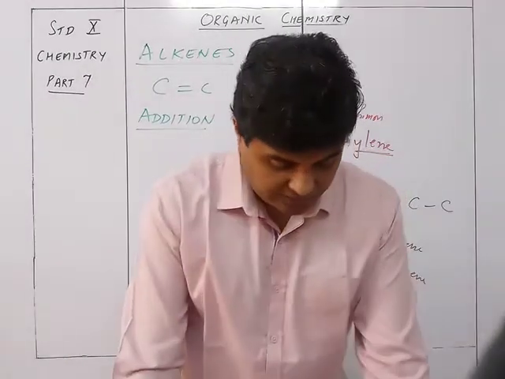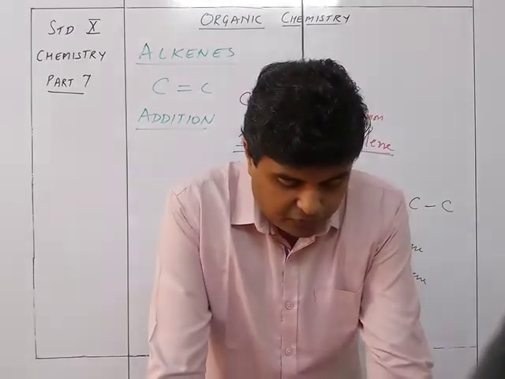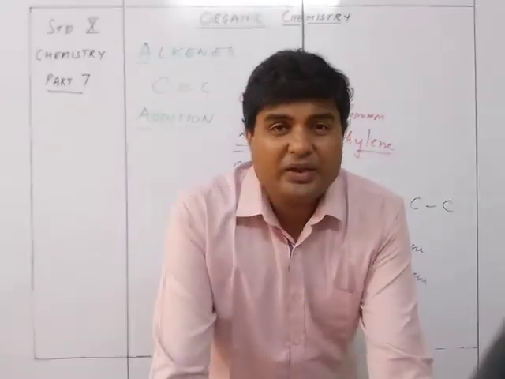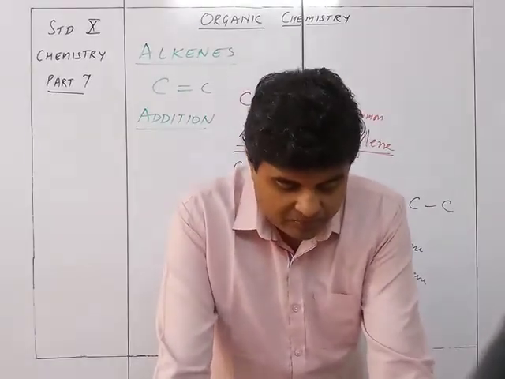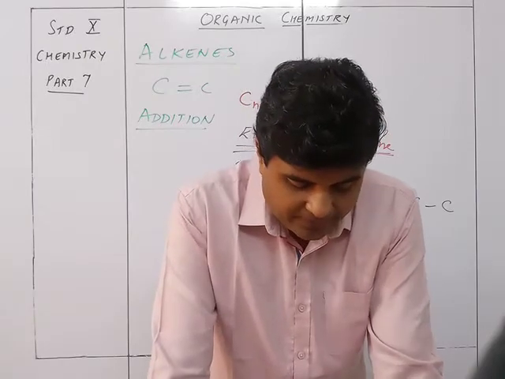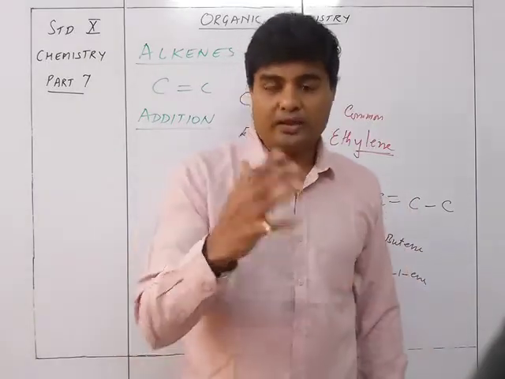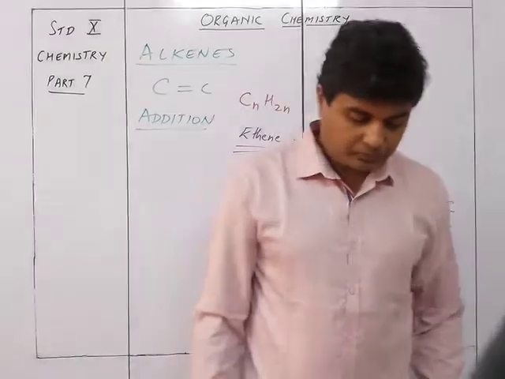If it is pentene, then there will be three isomers, and then neopentane and others will be there. So it will be pentene, 1-pentene or 2-pentene, depending upon where the double bond is.